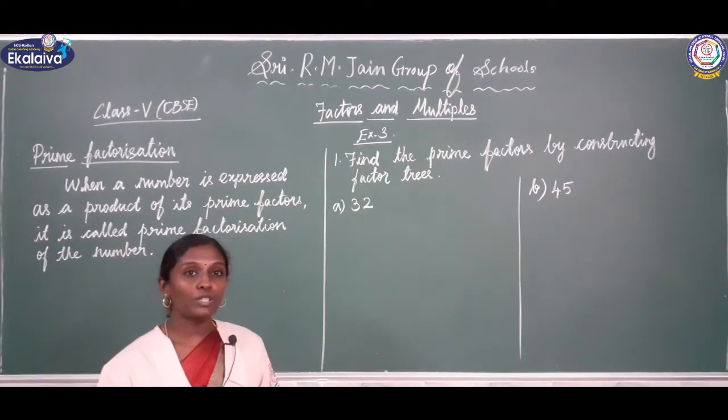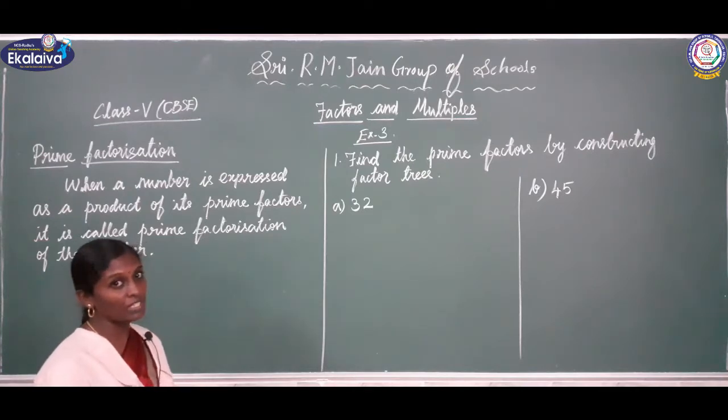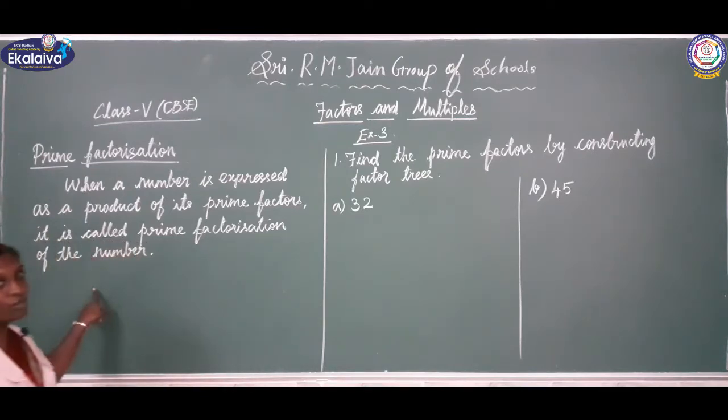Today we are going to do the problems from exercise 3 from the chapter Factors and Multiples. Before that, you have to know what prime factorization is. When a number is expressed as a product of its prime factors, it is called prime factorization of a number. Writing a number as a product of its prime factors is called prime factorization.